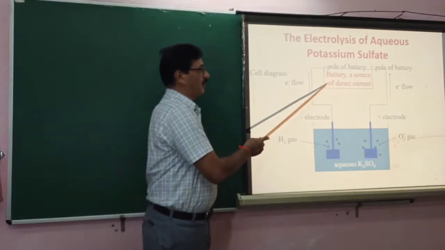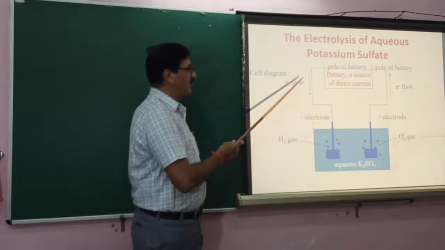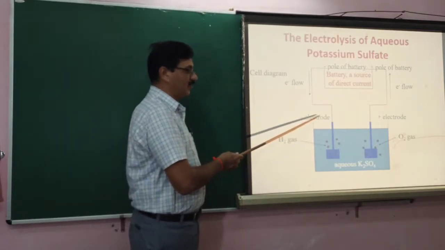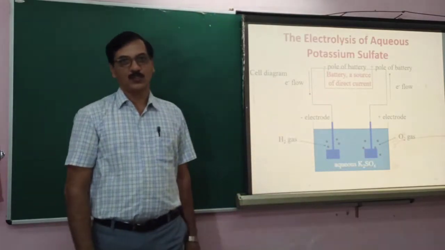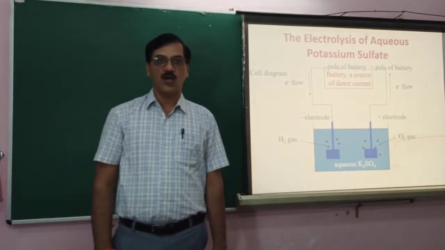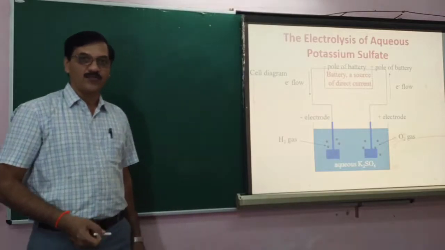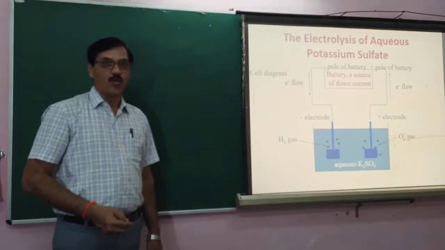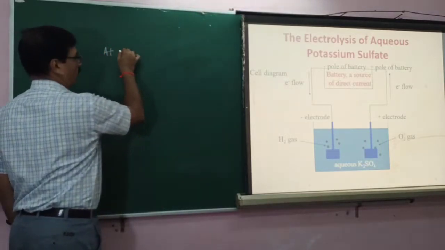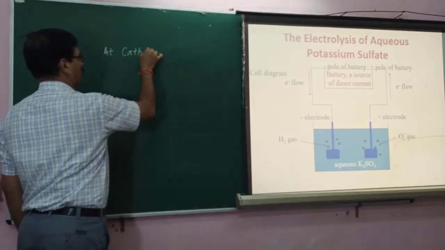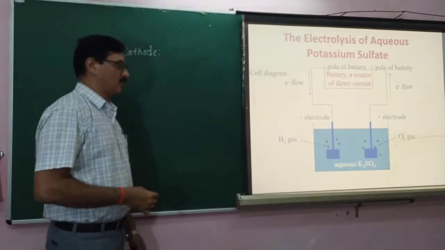your battery is on, then you will find hydrogen gas evolved at this particular negatively charged electrode, and oxygen is produced at the positively charged electrode. Here the potassium ion is not taking part. So there is a need to understand why it occurs so. At the cathode, what are the possibilities when electrical current is being passed?